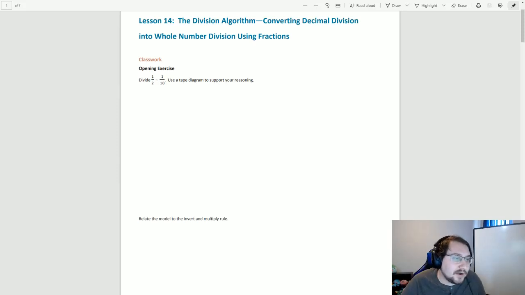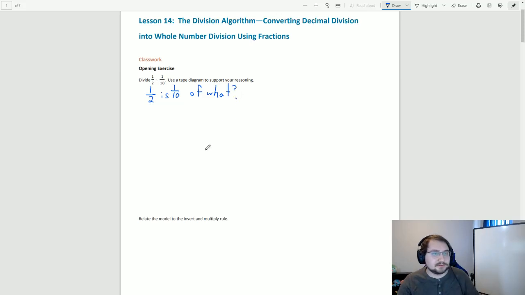So, to divide 1/2 by 1/10, personally, I like when I'm drawing a model, I like doing partitive when it comes to drawing my tape diagrams, especially since it says tape diagram. And remember, partitive means that 1/2 is 1/10 of what? I need to know what 1/2 is a tenth of.